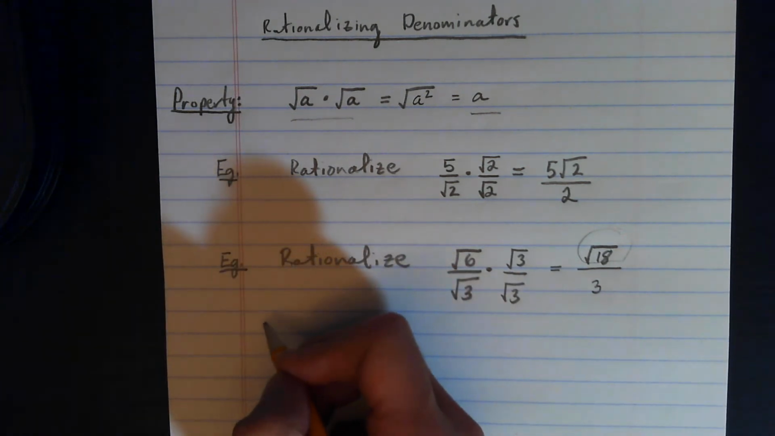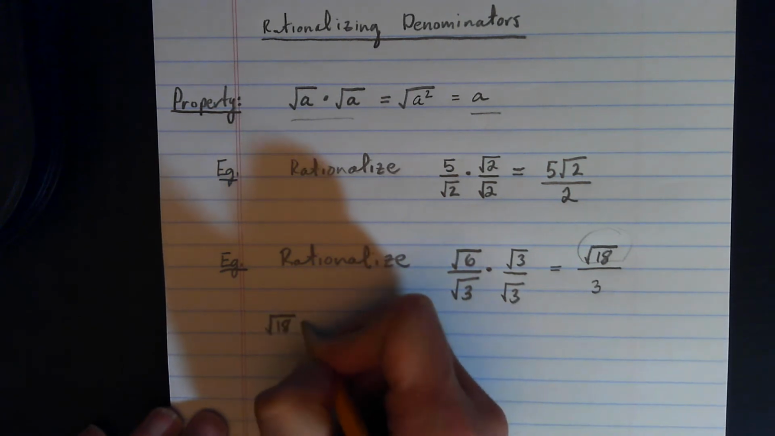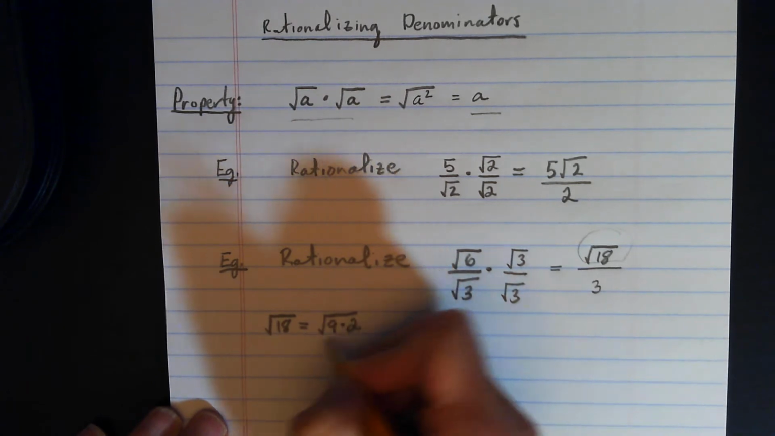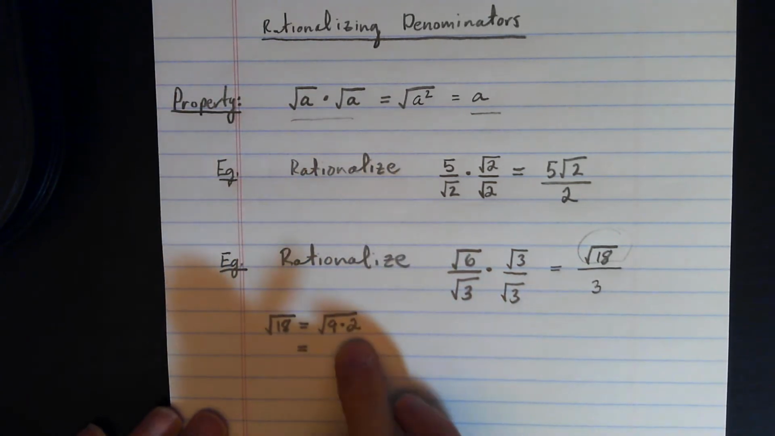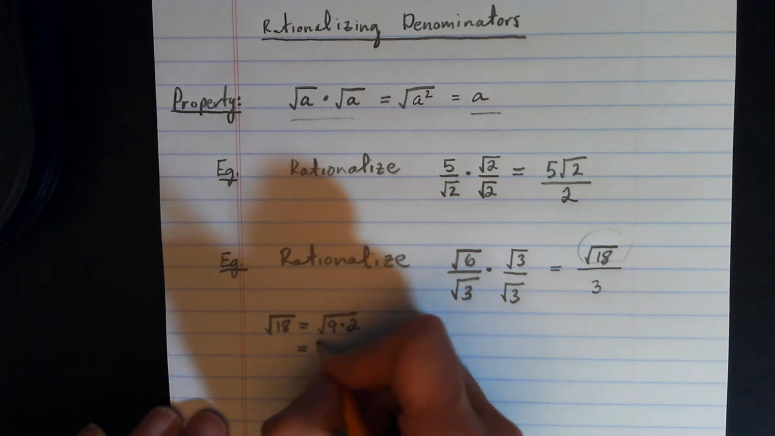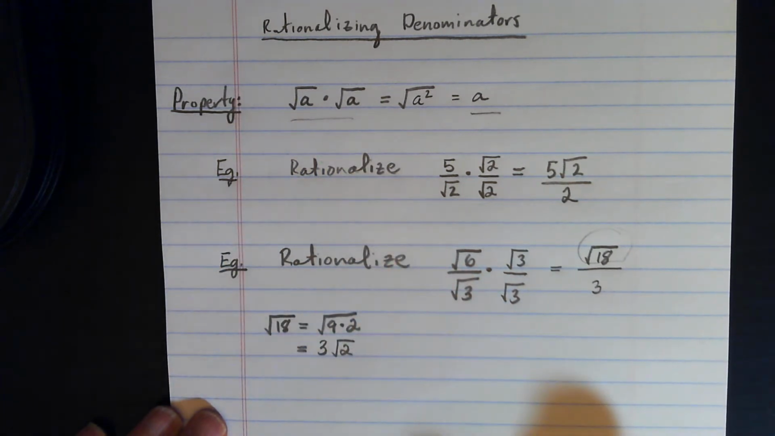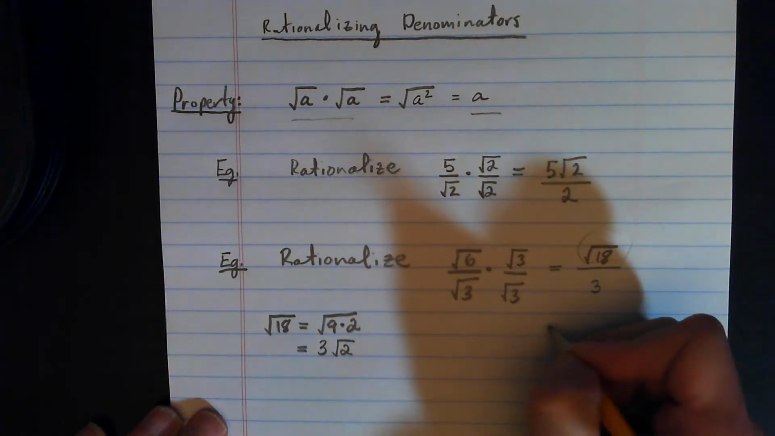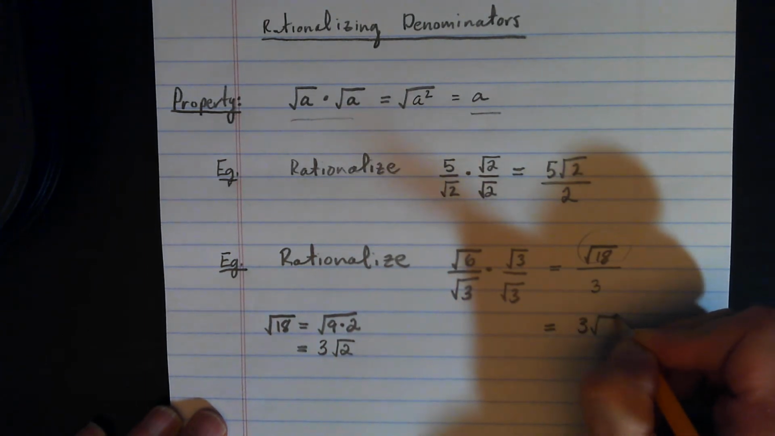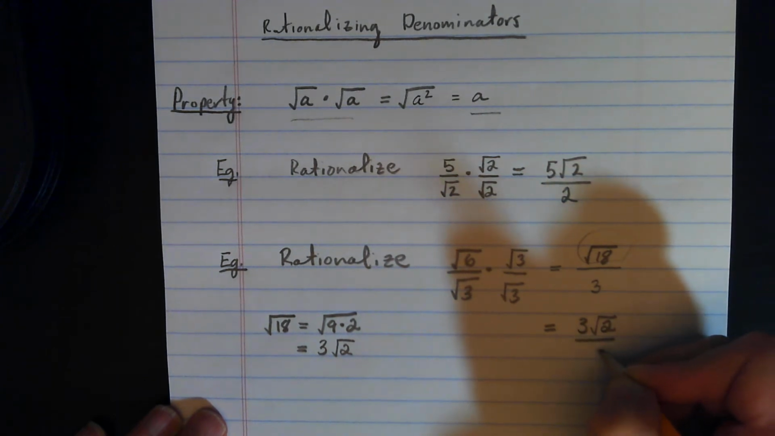Okay, so if we just do that off to the side here, what do we get? The square root of 18 is equal to the square root of 9 times 2, and I could break that into 2 separate radicals, but altogether I get the square root of 9 is 3 times the square root of 2, like so. Okay, so our final answer over here is 3 root 2 divided by 2.